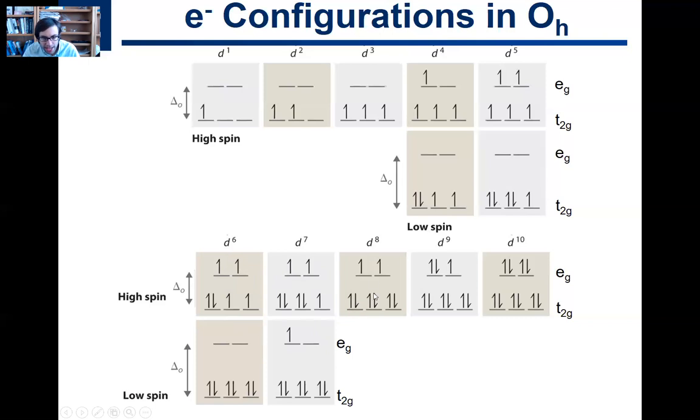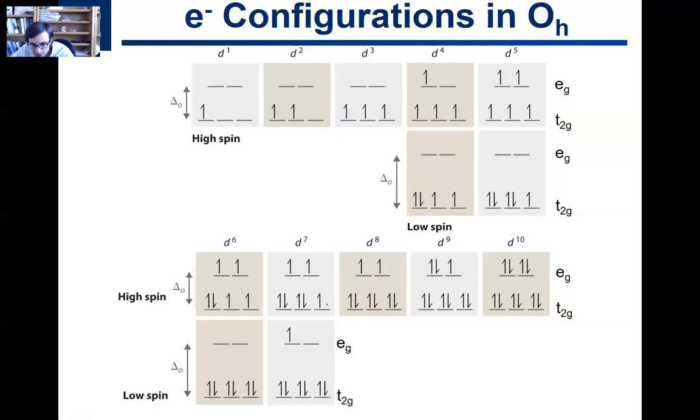By the time you get to D8, you can't have high spin or low spin, okay? Because you're forced, even if you populate the EGs first, you're forced to put 6 electrons in the ground state. You can work through that, but you can try. Let's work through it just to see it, okay?